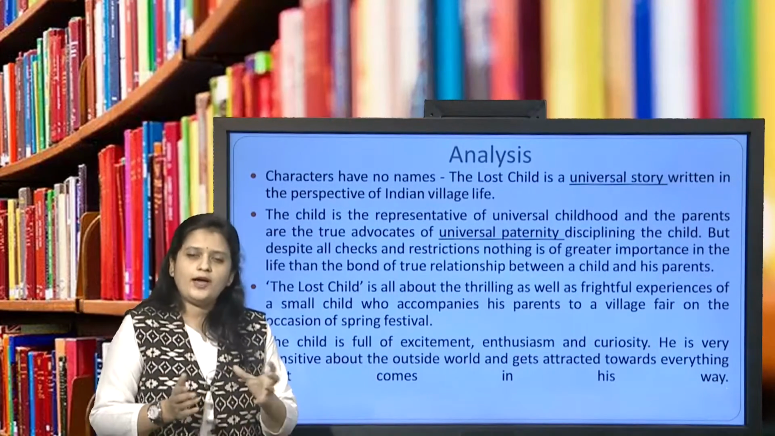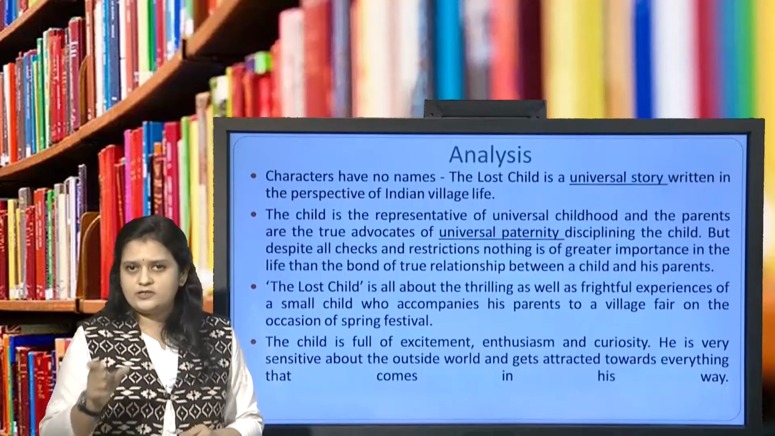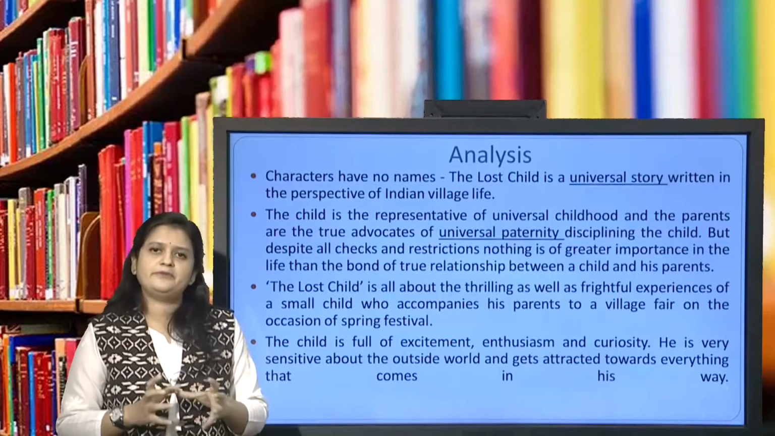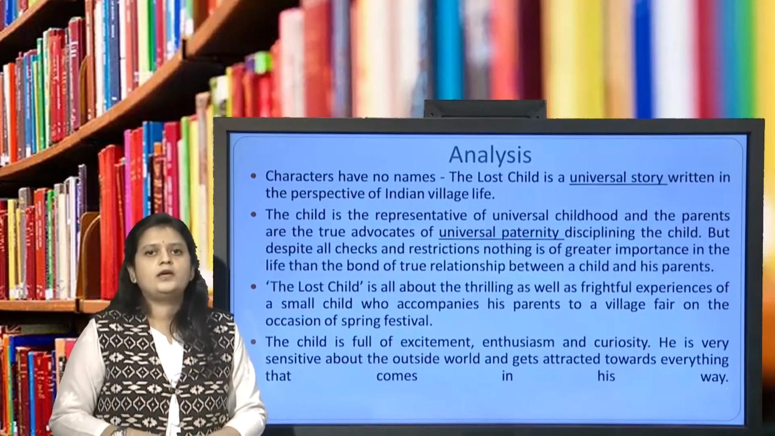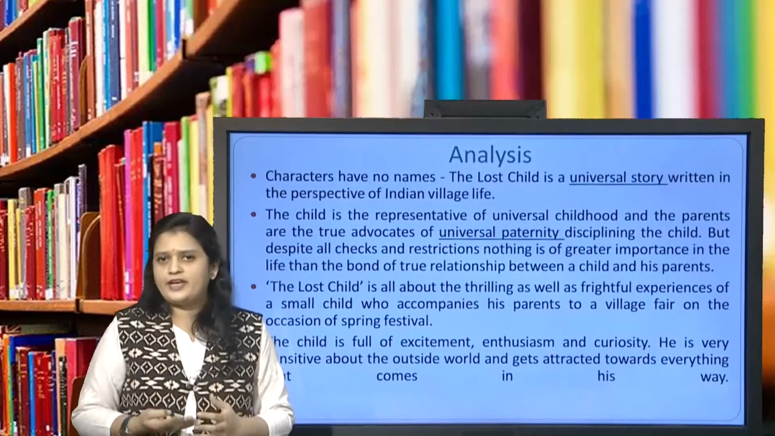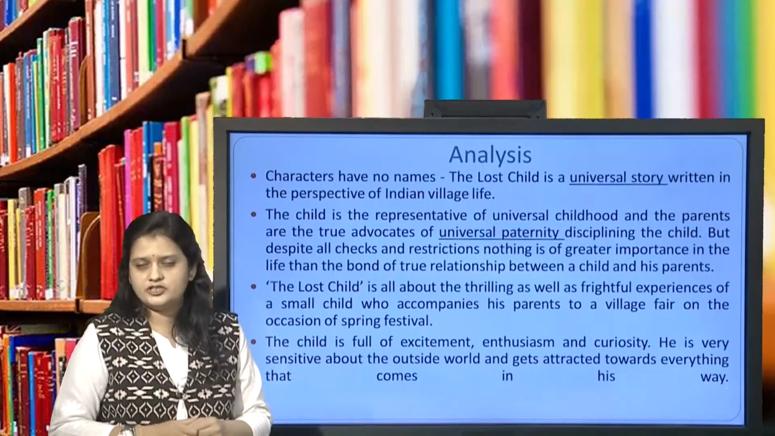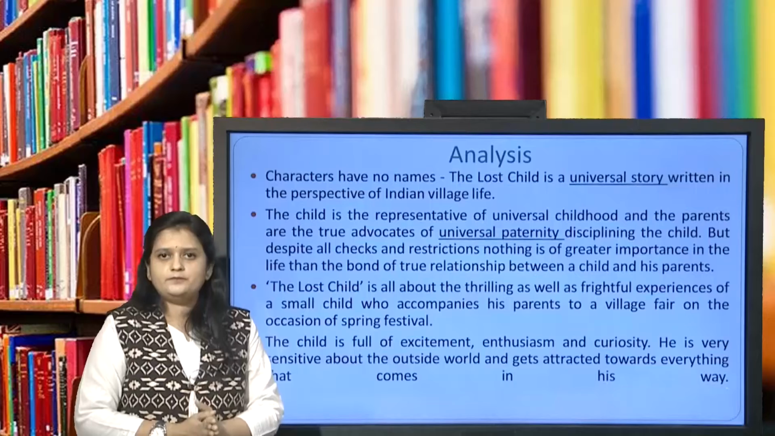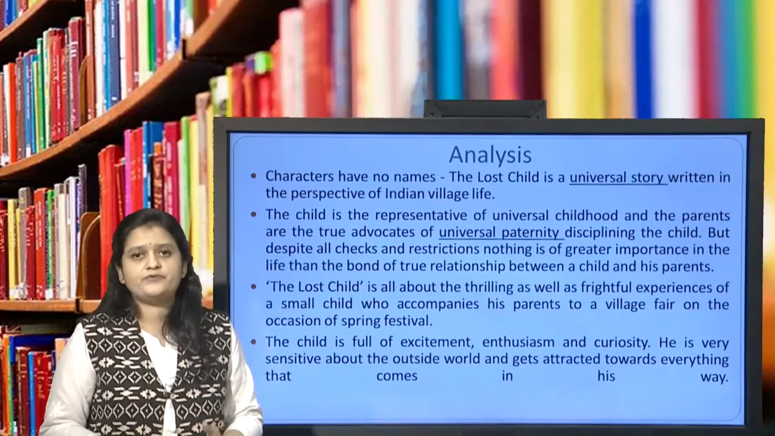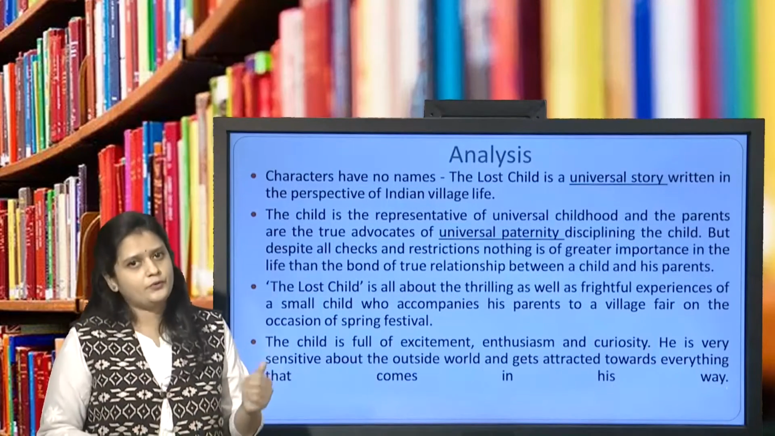Now, if you have noticed by now that the story is entitled The Lost Child, so we know that the protagonist of the story, or the prime character of the story, is the child. But there is a very interesting thing also, that there are only 4 characters in the story: the child, the father, the mother, and the man who is helping the child. But no character is given a name. So we don't know the names of the characters. We don't even know the name of the child. He is just addressed as a child throughout the story.